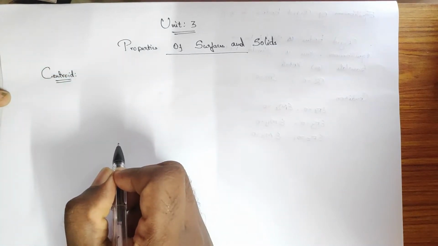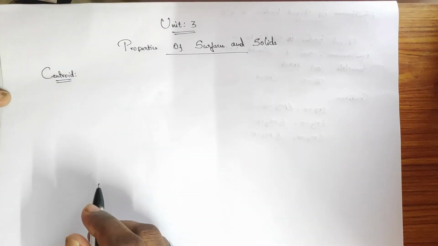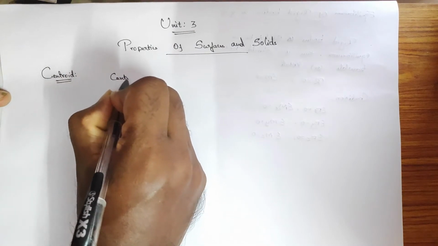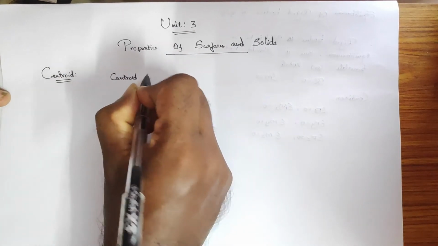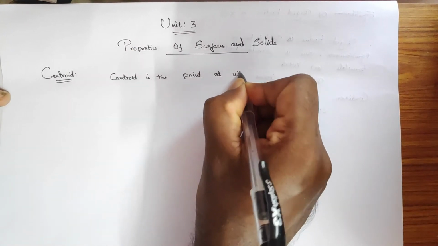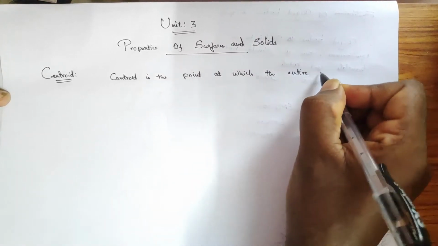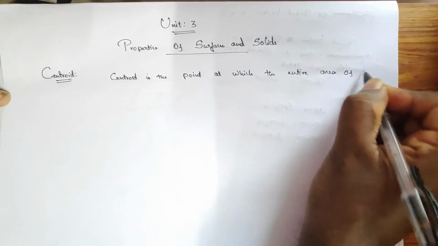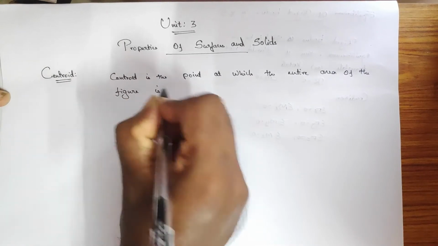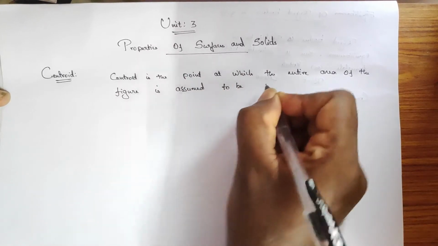Centroid in the sense is the point at which the entire area of the figure is assumed to be concentrated. That means I can give the note here. Centroid is the point at which the entire area of the figure is assumed to be concentrated.